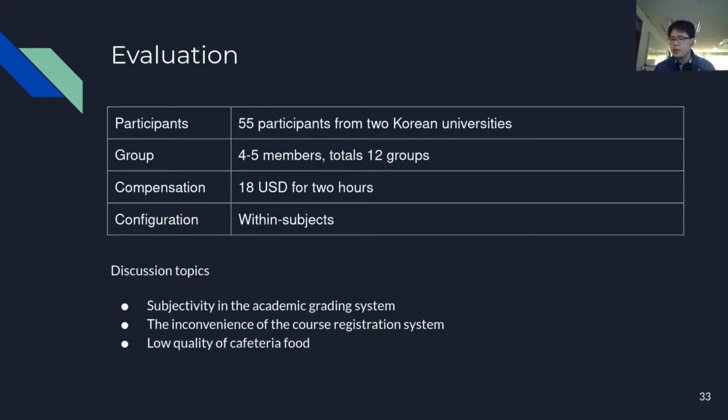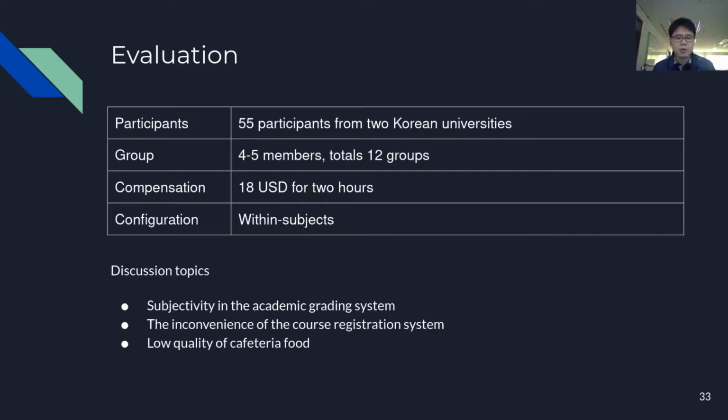For system evaluation, we conducted a controlled lab study, and we recruited 55 participants and grouped them into groups with 4 or 5 members. We conducted this evaluation in a within-subject configuration and ran 3 discussion sessions with the following topics: subjectivity in the academic grading system, the inconvenience of the course registration system, and low quality of cafeteria food.